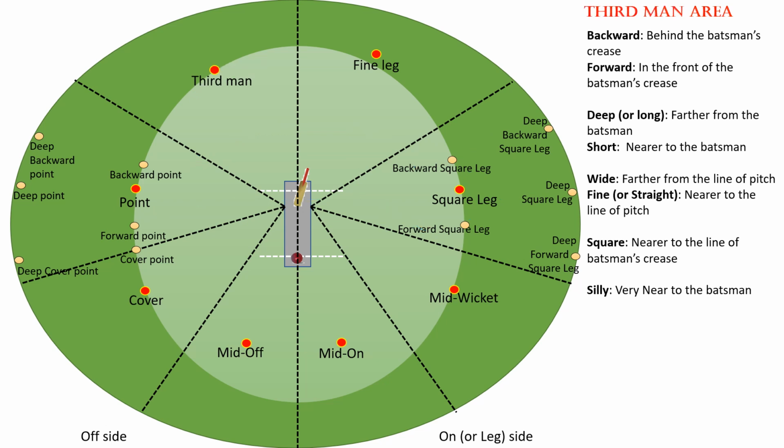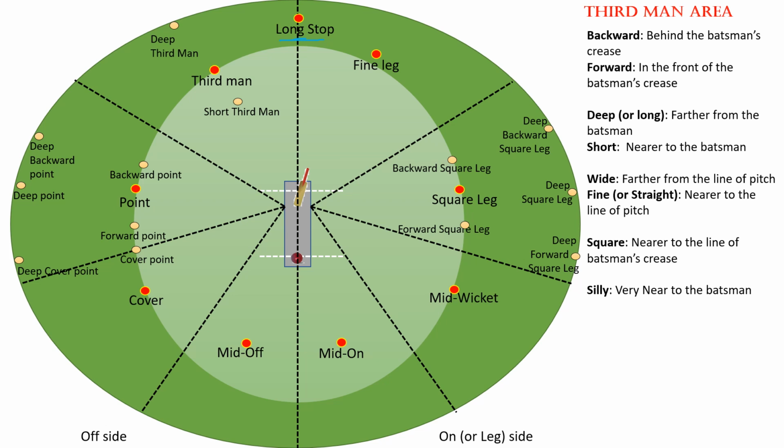Now let's consider the area of the third man. In this area, we have one very important position called long stop, which is right in the middle of the 2 areas, the third man area and the fine leg area. And this is behind the wicket keeper, or behind the batsman, or behind the striker's wickets. So this is a very important position. It is called long stop.